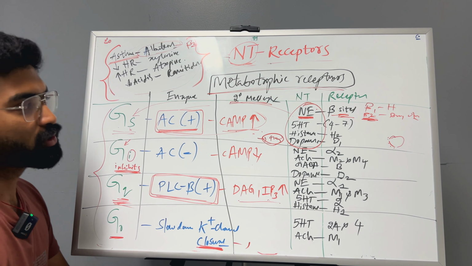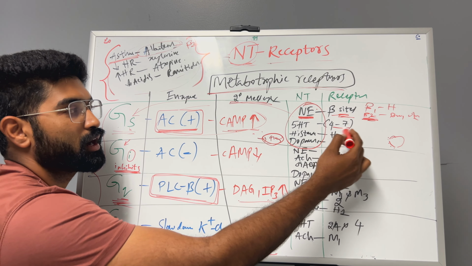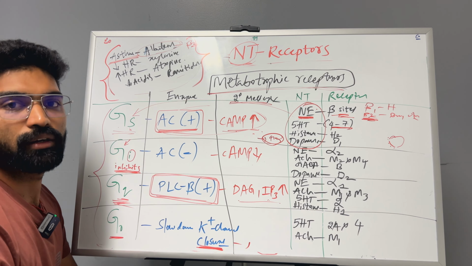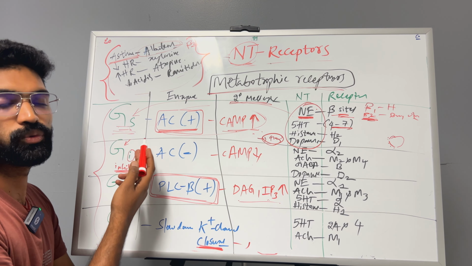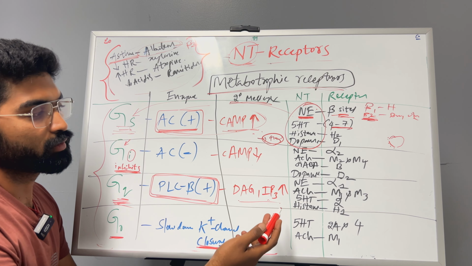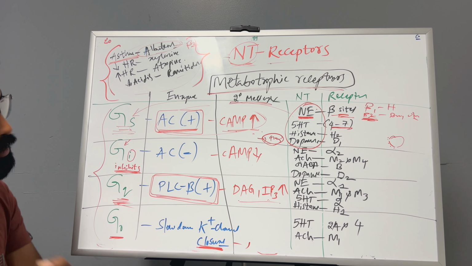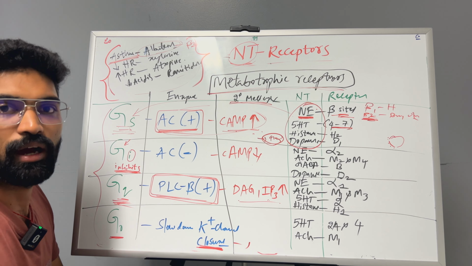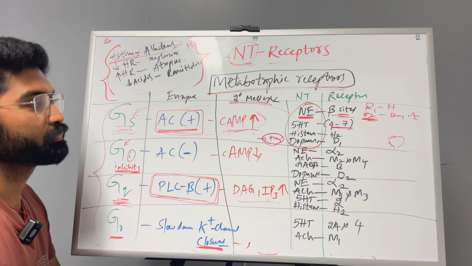Okay, so now let us move to the 5-hydroxytryptamine. The type 4 to 7 are having the GS type of receptors. The type 2, we have already discussed. The 5-hydroxytryptamine type 3 receptors are ionotropic, that is, ondansetron is an antagonist for that.